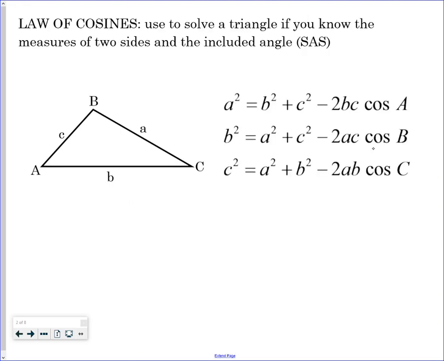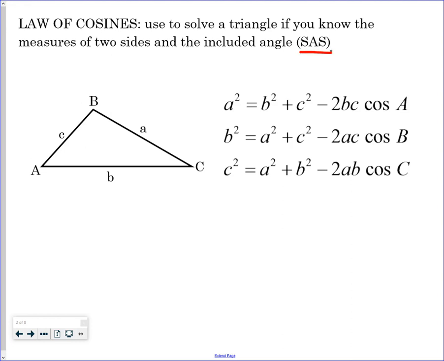And then we've got law of cosines. This one's used to solve a triangle if you know the measures of two sides and the included angle. So SAS, side, angle, side. You might want to write that down if it makes sense to you. You don't have to. I don't care. I wouldn't write the whole sentence down, but SAS maybe, okay?